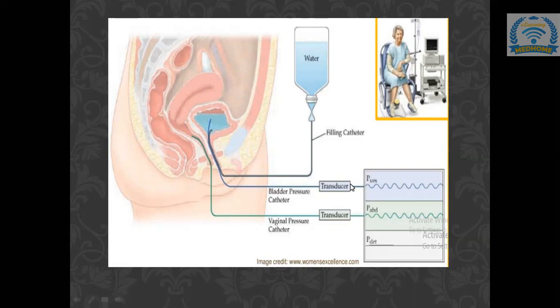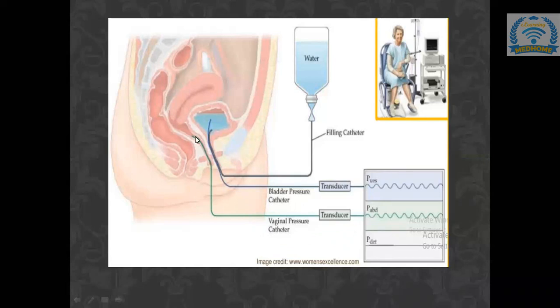These are the transducers which are going to measure the pressure in the bladder, and this is going to measure the pressure in the vagina. In the bladder, we need to check the pressure she has. We'll be passing a transducer into it, which is going to measure the bladder pressure. And the one in the vagina is going to measure the abdominal pressure.